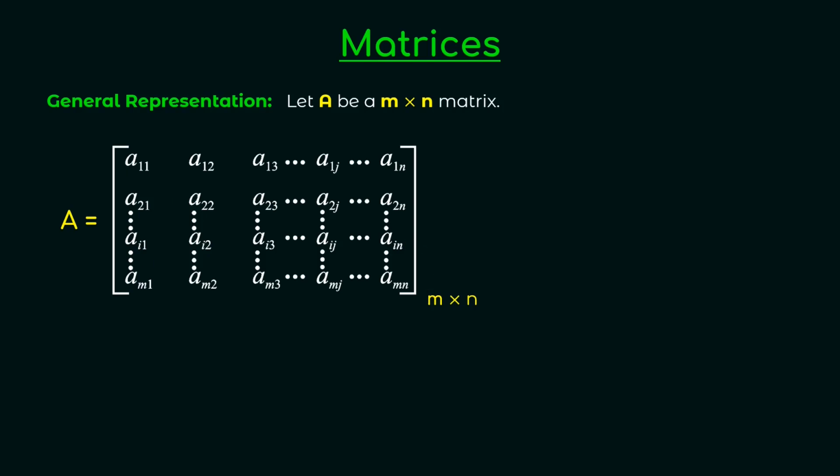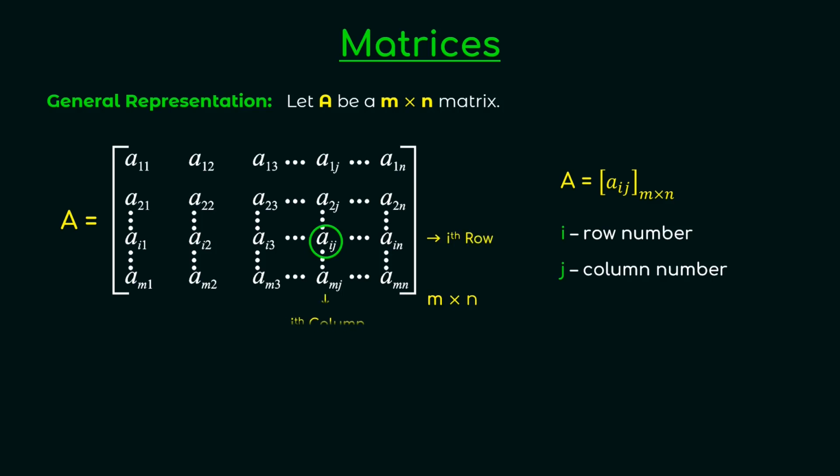And each element is represented by the general term aij, where i denotes the row number and j denotes the column number. Like for example, a11 is present in the first row, first column. Similarly, a12 is present in the first row, second column. And am3 is present in the mth row and third column. And generally, aij is present in the ith row and jth column.